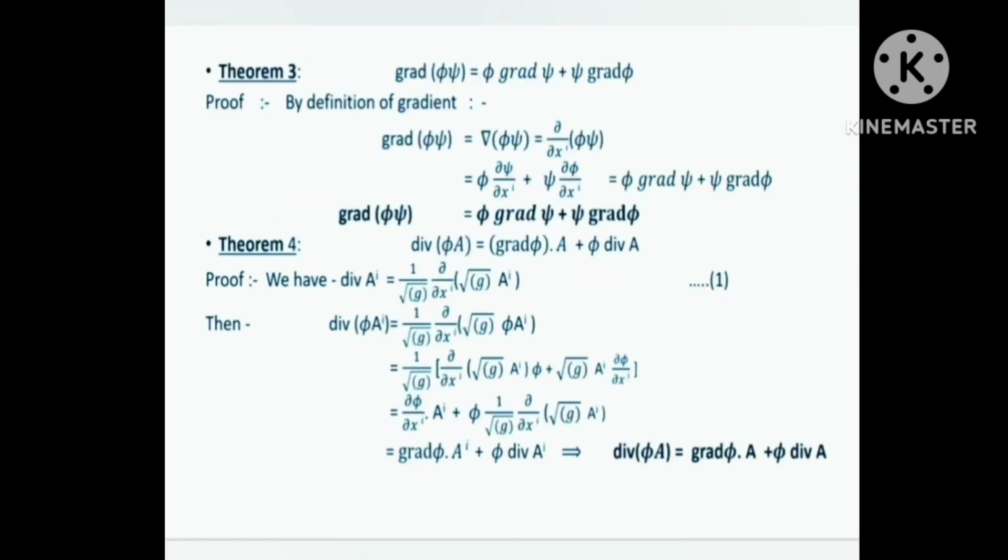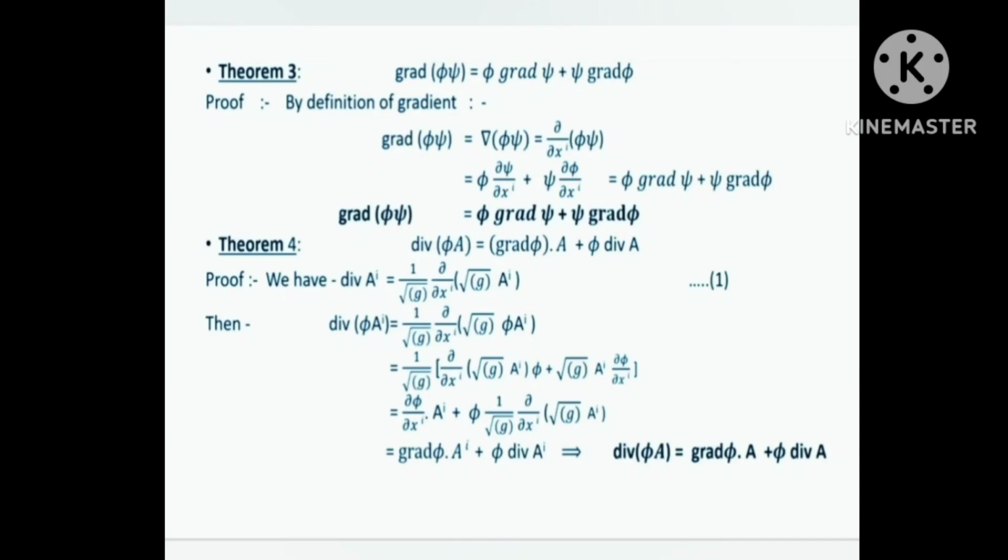Now the third theorem is grad phi psi is equal to phi grad psi plus psi grad phi. So by definition of gradient, grad phi psi is equal to del upon del x^I of phi psi, which is equal to phi grad psi plus psi grad phi.